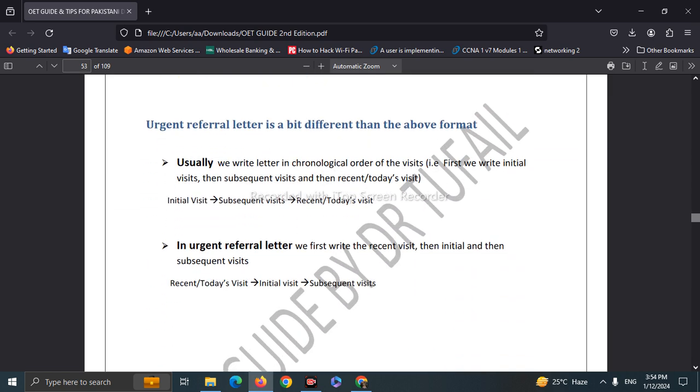Now, the urgent letter. The difference between the urgent letter and the simple letter is that in the urgent letter, today's visit comes first, then the initial visit, then the subsequent visit, and then the end.